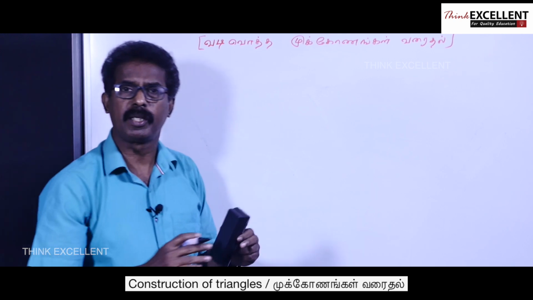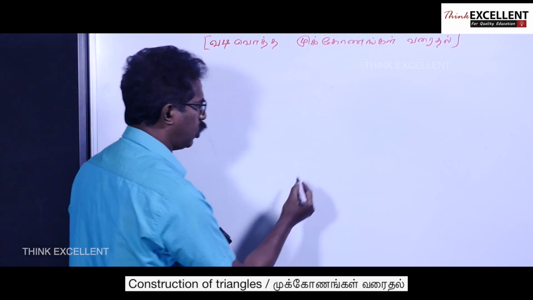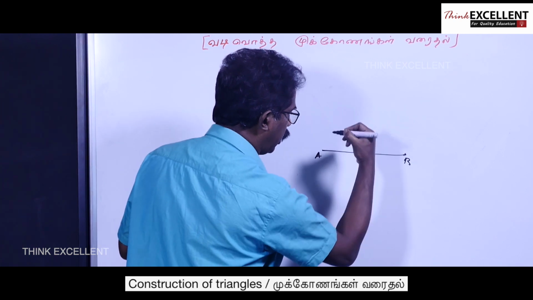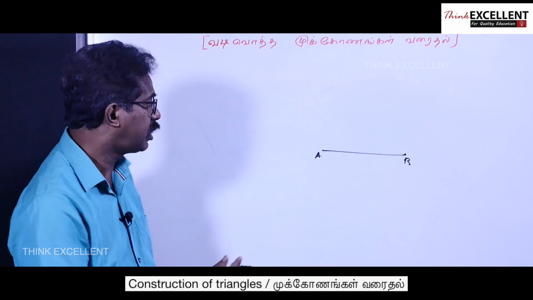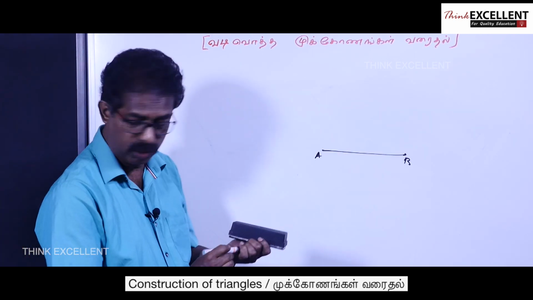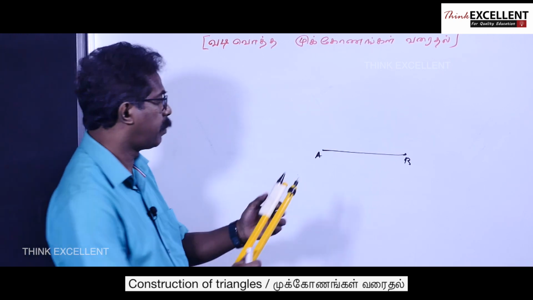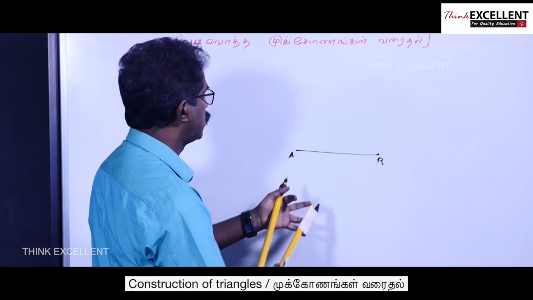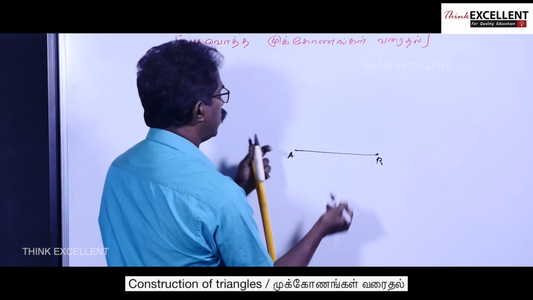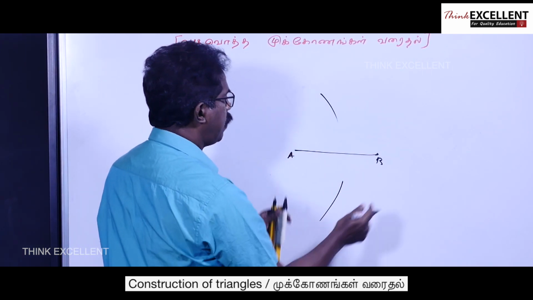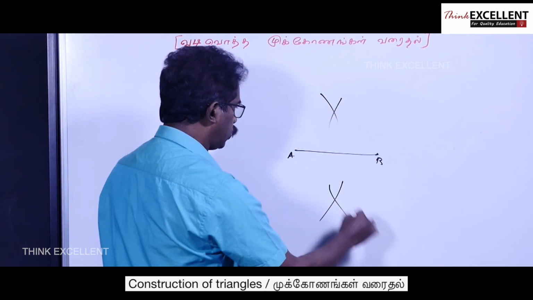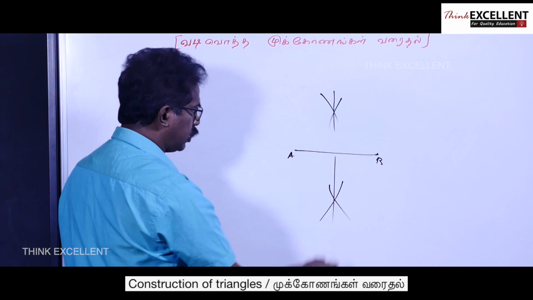How can you draw a perpendicular bisector? It's very simple. Already you have studied this in lower classes, so we go a little fast. Suppose AB is a line. How can you draw a perpendicular bisector using compass? Keep the pointer here, take more than half, and draw two arcs. Keep the pointer at the other end, same measurement, more than half, draw two arcs, and these two arcs cut each other.